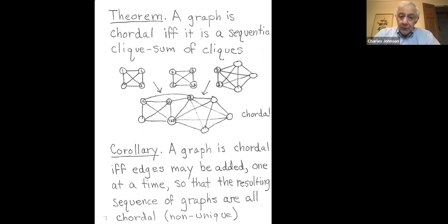Now, a corollary to this, and a very important one, is that if a graph is chordal, then you can add edges to it one at a time in such a way that the resulting sequence of graphs satisfies the property that each successive graph is itself chordal, and the final graph is the complete graph. So I can complete my graph to a complete graph via a sequence of chordal graphs. So I start with a chordal graph, and I have a sequence of chordal graphs ending with the complete graph.